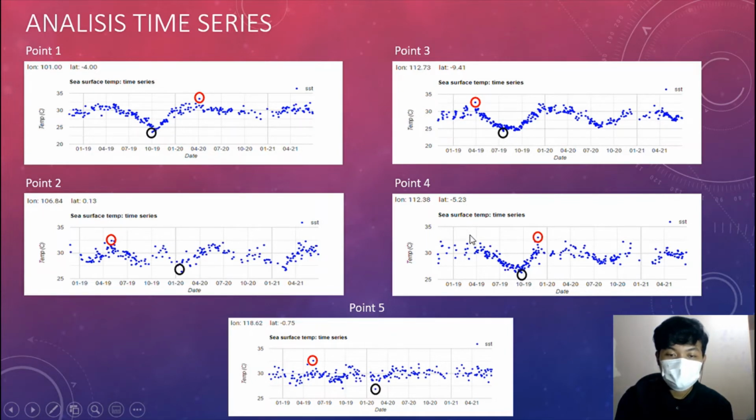For the fourth point, the maximum temperature is 33 degrees Celsius on January 2020. And the minimum temperature is 26 degrees Celsius on October 2019. And for the fifth point, the maximum temperature is 33 degrees Celsius on April 2019, and the minimum temperature is 27 degrees Celsius on January 2020.